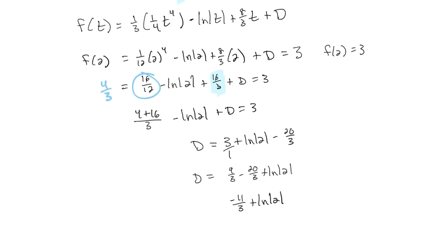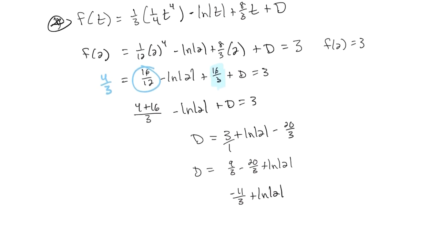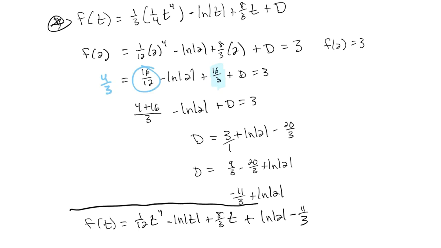So let me scroll back up here. So back up here we had f at t equals, so we have really 1/12 t to the 4th. We have minus ln of t. We have plus 1/3 t, and then plus our constant. So I'll just go ahead and write it as ln of 2 minus 11/3 as our constant there. So there is my function f given those conditions that we started with.